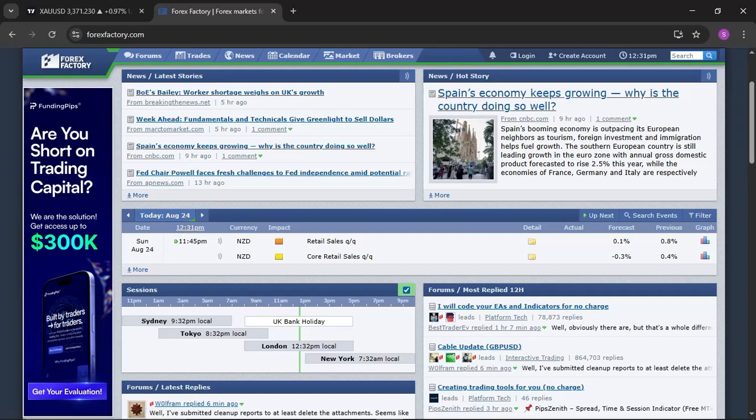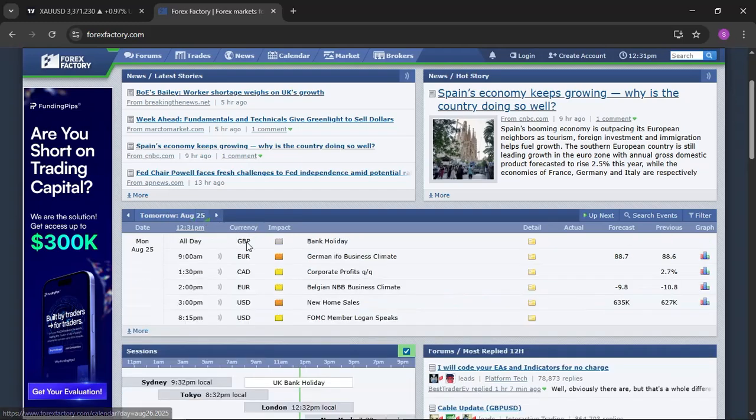So now today is Sunday. There's no important news. So let's check Monday, which is tomorrow. Look at it. These are the news that are going to happen tomorrow. The first one is 9 a.m. in the morning. We have Euro, German Ifo business climate.